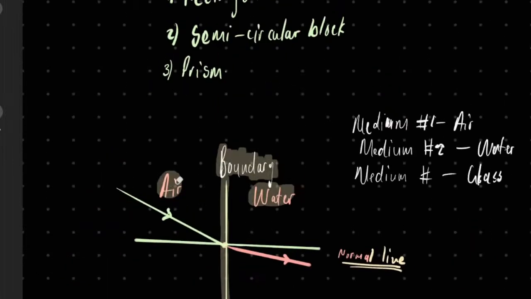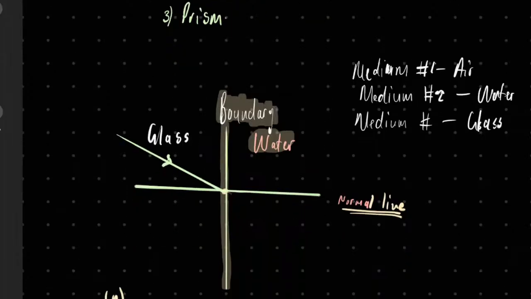So if we spin this and we say this is glass to water, then your wave, which was supposed to have continued like this, is now going to bend like this. This is the new path of the wave.